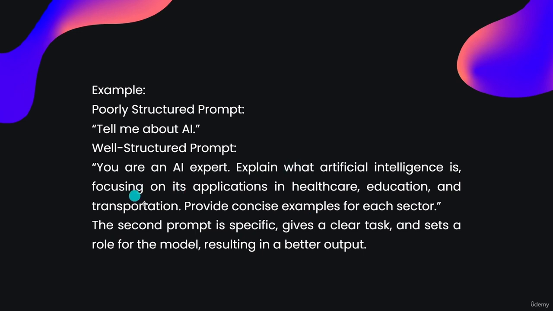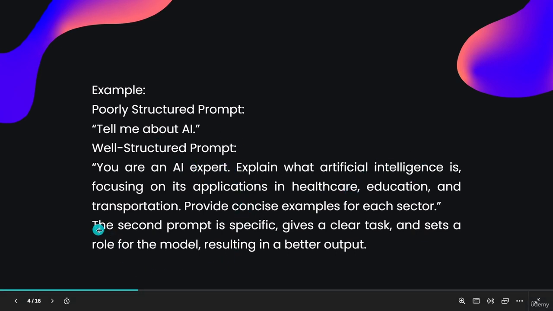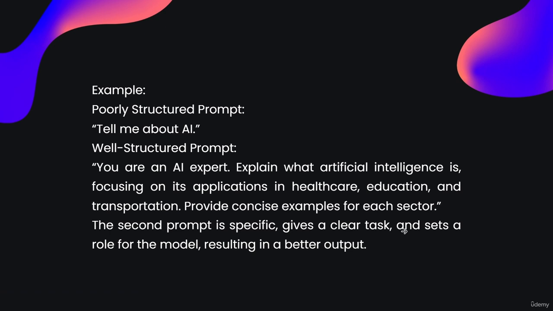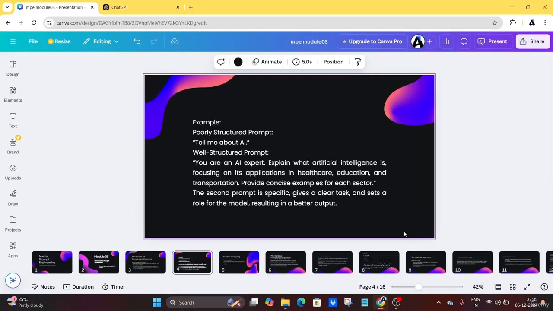Okay, so this prompt you can easily understand by AI and it will generate as we need. Okay, this is the difference between the poorly structured and well structured prompt. So you can see here the second prompt is specific, gives a clear task and sets a role for that model, resulting in a better output. So for more understanding, we will jump into ChatGPT and I will see how the output looks for these two types of prompts.